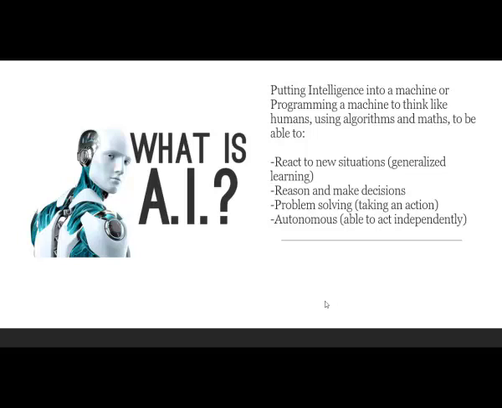Number one, it should be able to react to new situations. And that's what we call generalized learning. That is, it should be able to adapt to any new situation it faces. Differences in temperature, a change in pressure. It should be able to act to those, take these new input and react accordingly. It should not crash if something different happens in the environment.